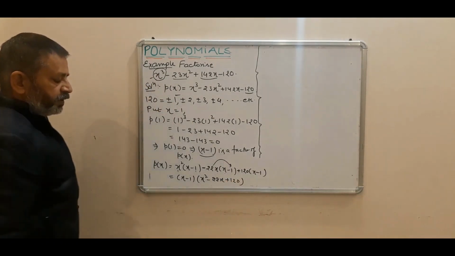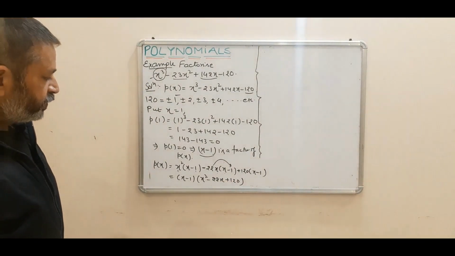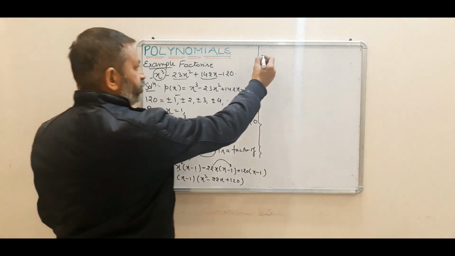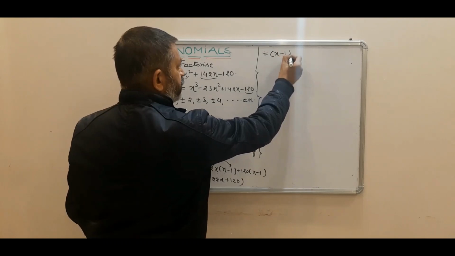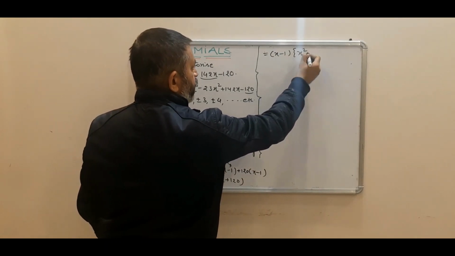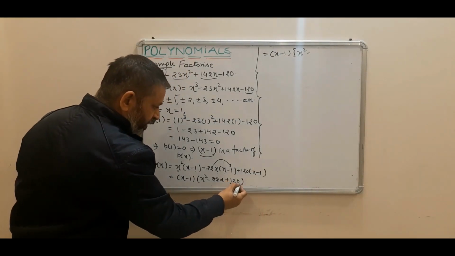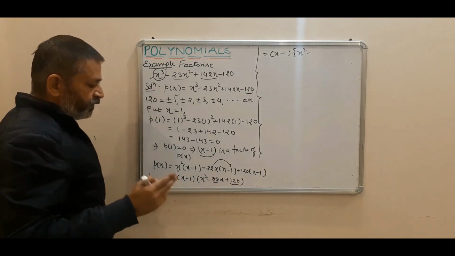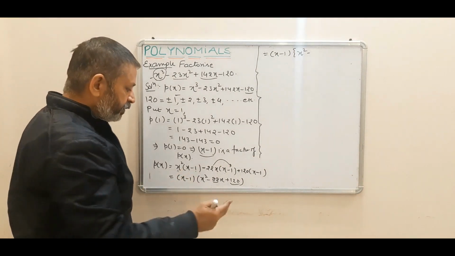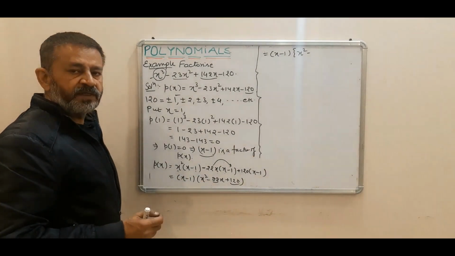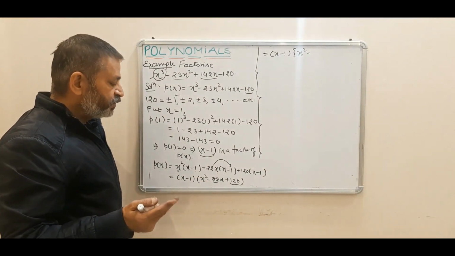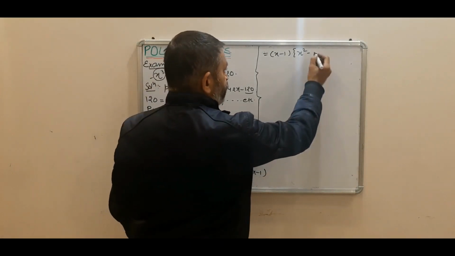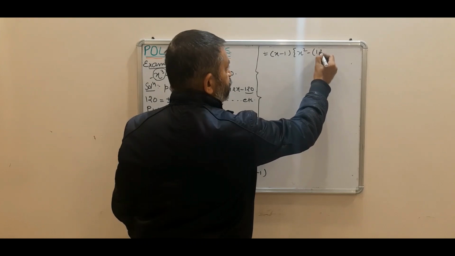Now this is a quadratic expression, and I know how to solve it by splitting the middle term. We need to find two factors of 120 whose sum is 22. So these are 12 and 10. 12 into 10 is 120, and 12 plus 10, their sum is 22. So what I'm doing now, I'm splitting 22 as 12 and 10.